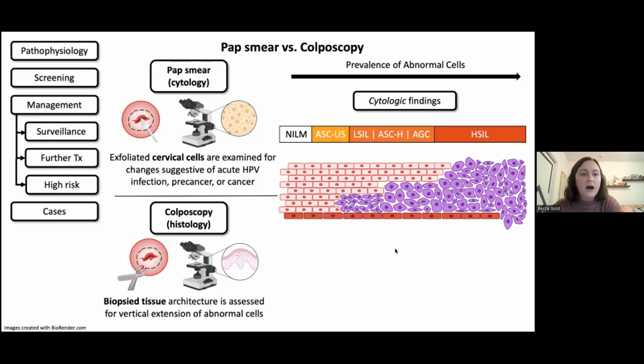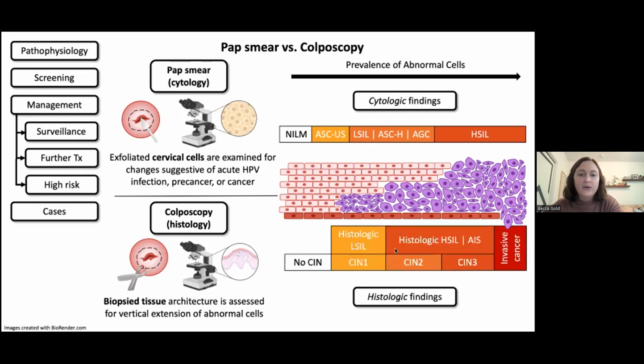So when you get a colposcopy report back, the possible histology results might include no carcinoma in situ or no CIN, histologic LSIL or CIN1, histologic HSIL or CIN2 or 3, or adenocarcinoma in situ. And then it is possible you could see invasive cancer as well.